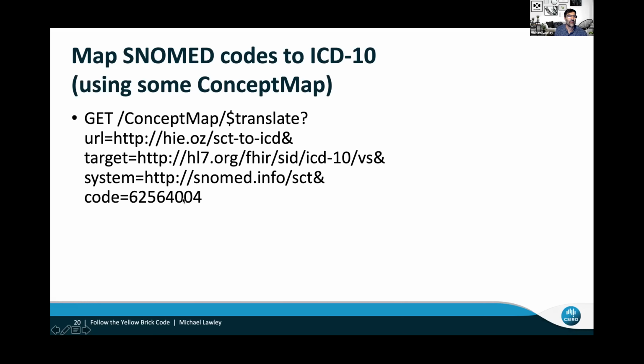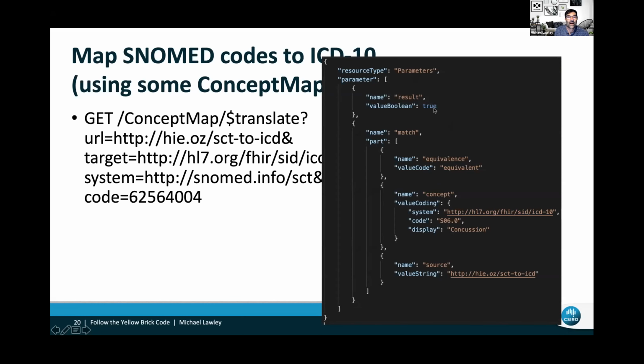So we call translate on this, and we discover that there is a result, and that we look in the set of matches, and in this case there is only one match. It's an equivalence match, and it's this S06.0 concussion code. We also have this source output parameter telling us which concept map the map came from. So if you remember, I said earlier that concept maps can delegate to other concept maps. So if this concept map was composing together a set of concept maps, then we'd be able to see which map ultimately provided the code, rather than just the top level map.